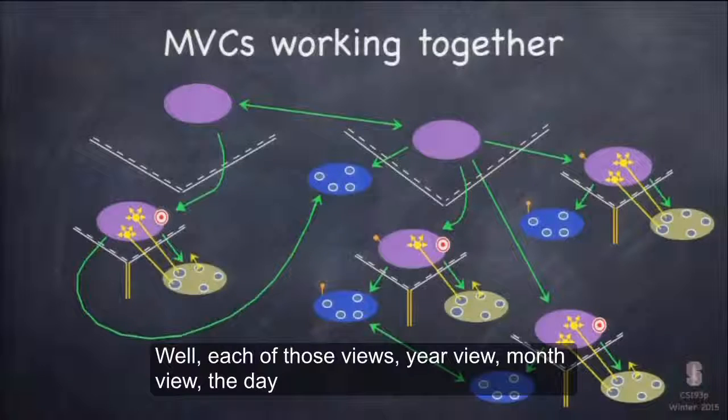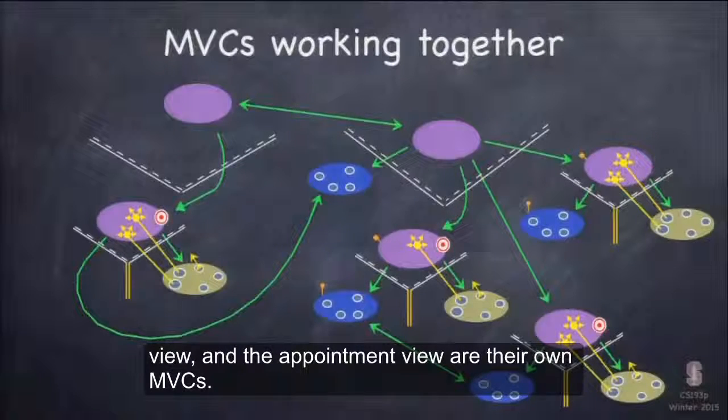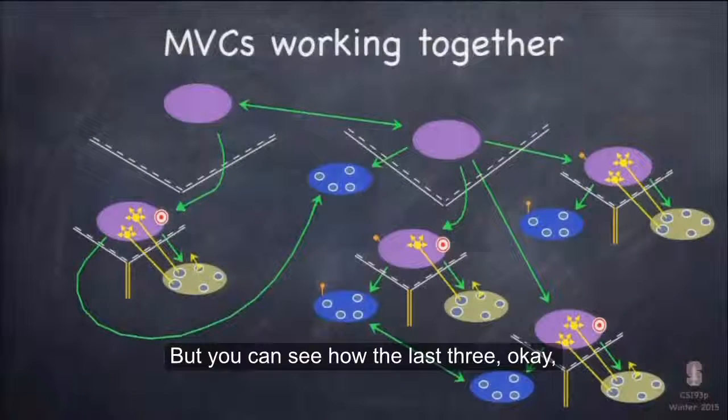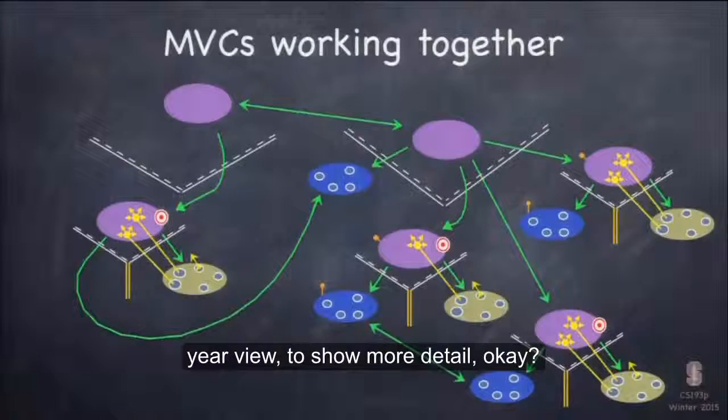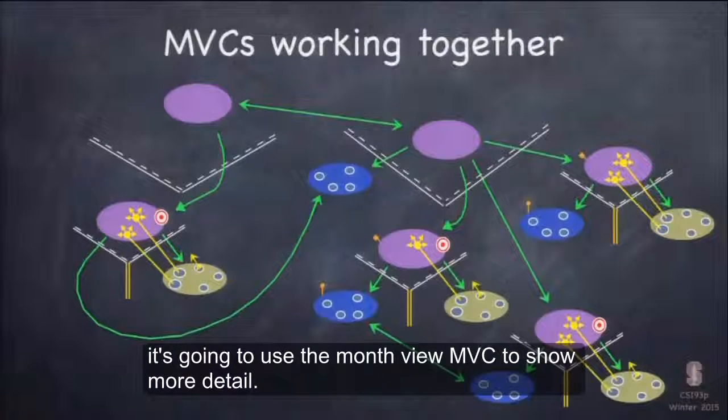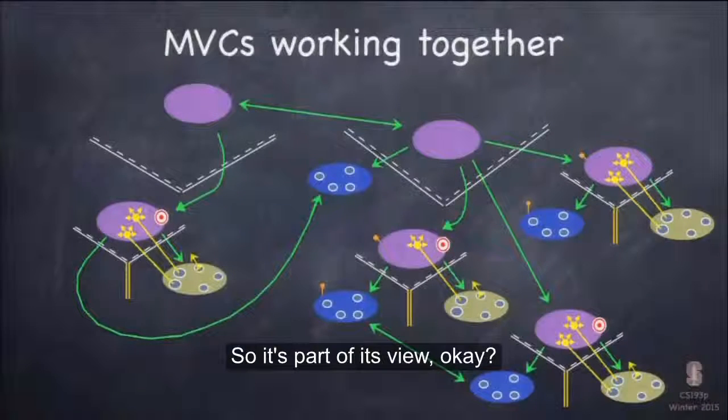Okay? Well, each of those views, the year view, the month view, the day view, and the appointment view are their own MVCs. Okay? But you can see how the last 3 are used as essentially a minion of the top level view, the year view, to show more detail. Okay? So the year view, you click on a month, it's going to use the month view MVC to show more detail. So it's part of its view.